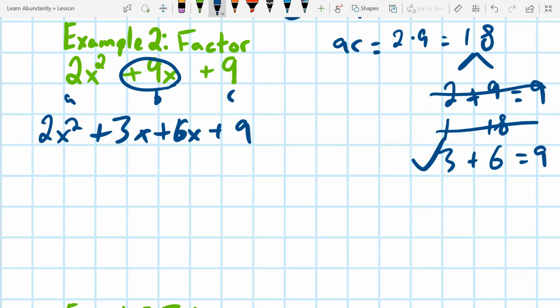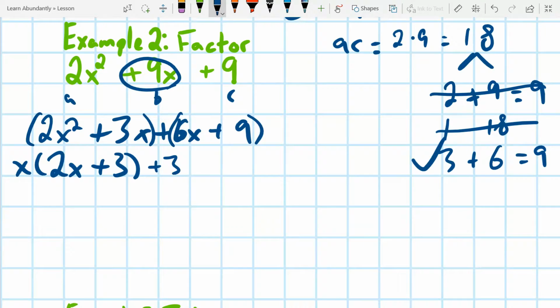same as 9, right? So now we're going to go ahead and draw our parentheses around our sets of terms, our first part and our second part. We're going to factor out our greatest common factor. In the first one, 2 and 3 don't match, but I can take an x out of both of them. So I'm going to take x, then I have 2x plus 3. Then the second one, they don't both have an x, but they both have a 3. So I can do 3, and that will leave me with 2x plus 3.